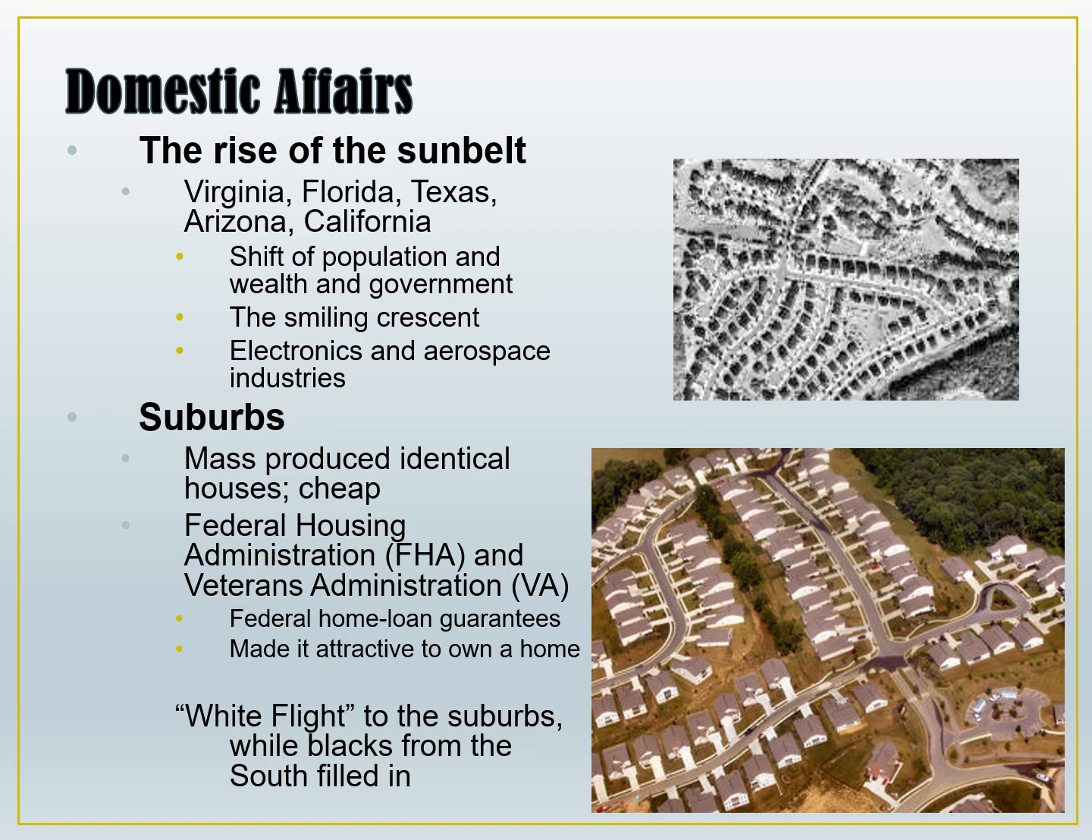And that shift in population also creates kind of a change in wealth and in government. A lot of this growth happens as a result of the electronics business and aerospace industries that take place in these areas. You also see this mass production of identical houses with the creation of suburbs. The fact that they're mass produced meant they were cheap. And of course, the FHA, or the Federal Housing Administration, and the Veterans Administration all supplied these home loans that made it very attractive to own homes.